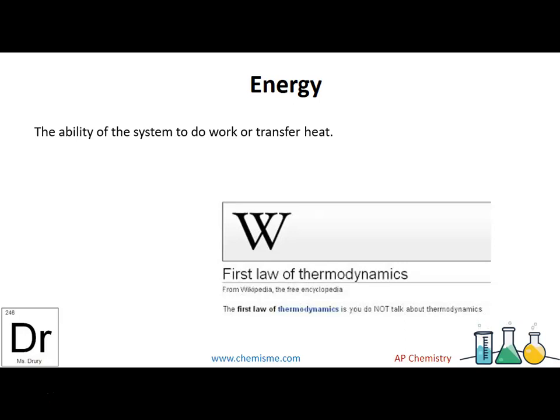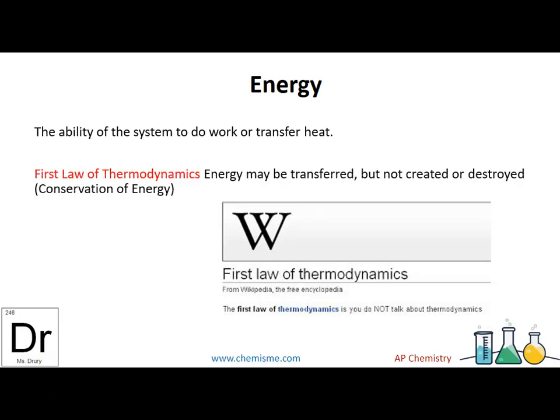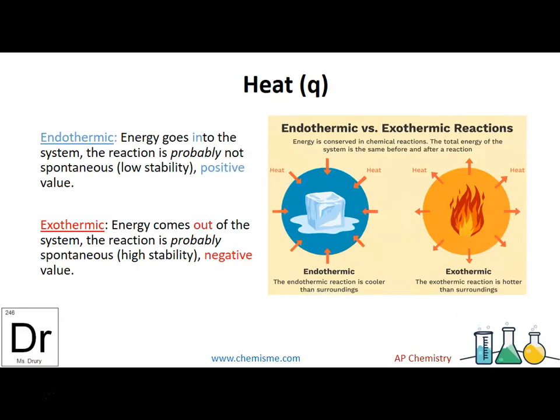And the ability of a system to do work or transfer heat is all the energy. Energy is both work and heat. So the first law of thermodynamics is energy may be transferred, but not created or destroyed, or conservation of energy. So I can either do work or transfer heat, and those should offset one another. You should be able to determine where all the energy went and where it came from.